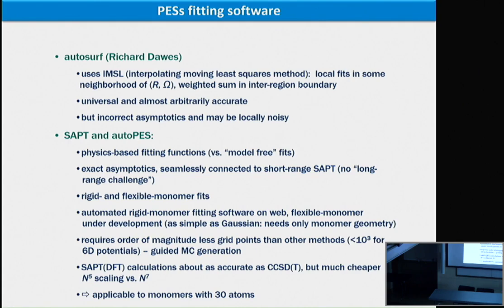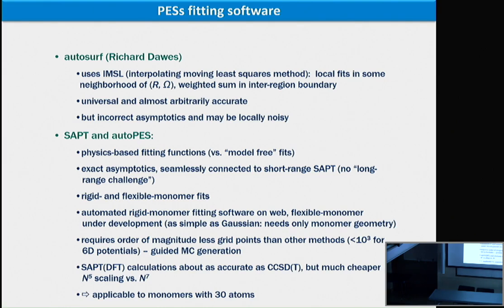So we use physics-based fitting functions. You can look at it in two ways. Actually, Joel thinks that model-free fits are better. We think that physics-based fits are better. It's a question of taste, of course. But what is really important, and it's not a question of taste, is that we have exact asymptotics. So there's no long-range challenge. Our potentials are accurate up to infinity. And moreover, they are seamlessly connected to the close-range SAPT calculation.